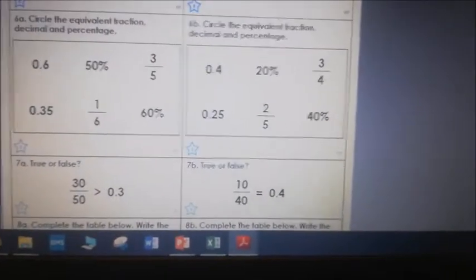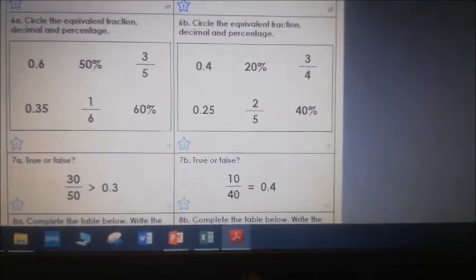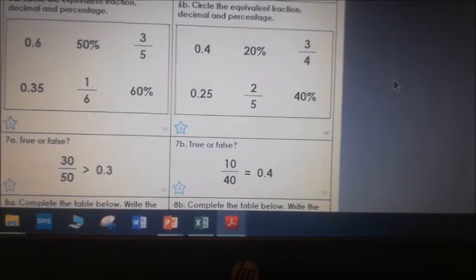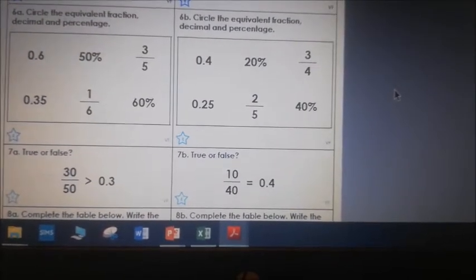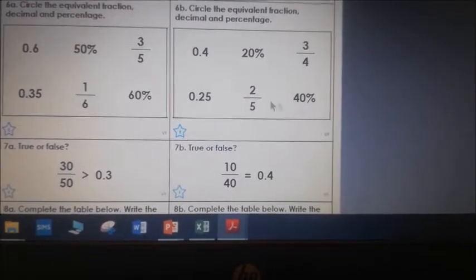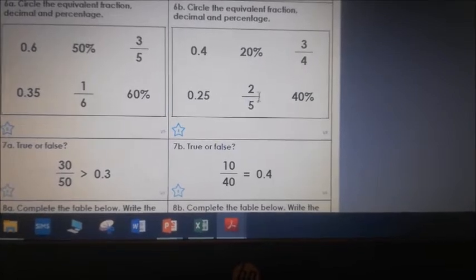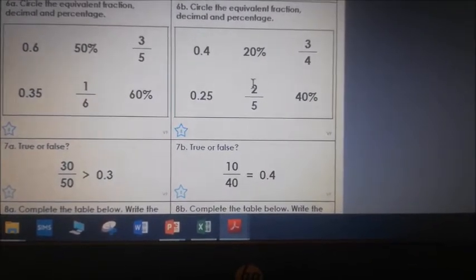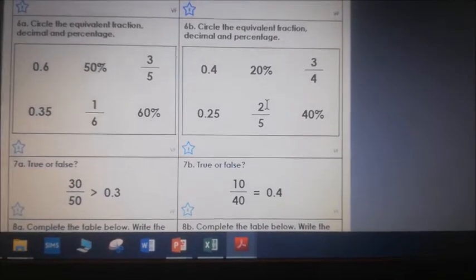That should be hopefully fairly straightforward. We've just been doing that in the PowerPoint this morning. So circle the equivalent fraction, decimal, and percentage. Yeah, so we just need to convert out of 100. So equivalent out of 100, so times the 5 by 20. That's the denominator times the numerator by 20.